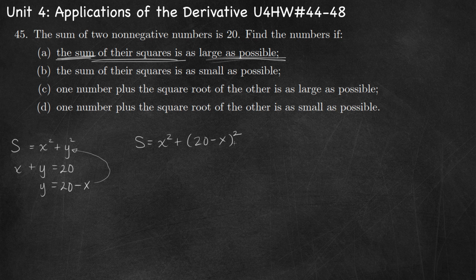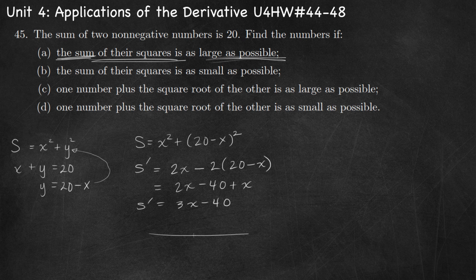And we can simplify this some more, or we can just go ahead and take the derivative now since we have it written in terms of a single variable. So s prime is 2x plus 2 times 20 minus x times the derivative of 20 minus x, which is negative 1. And simplifying that, we get 2x minus 40 plus x, or 3x minus 40. So that's the derivative of the sum of the squares. And to find the absolute maximum, we're going to use a first derivative test.